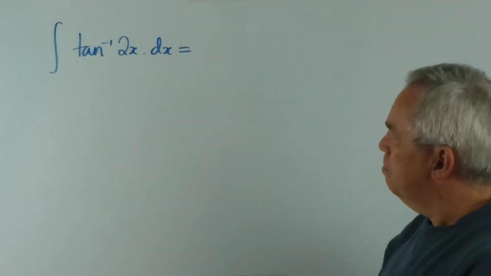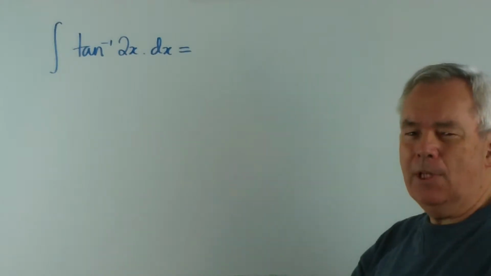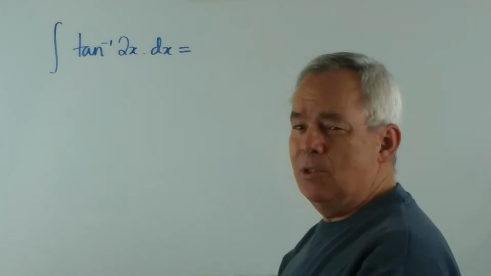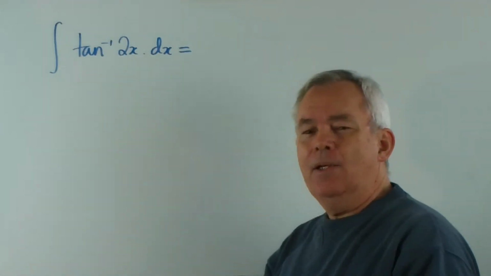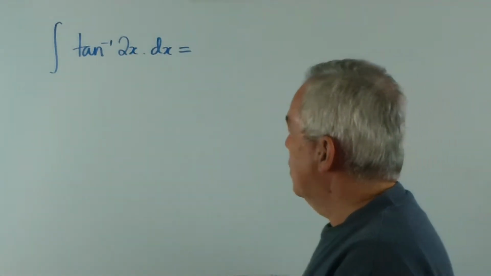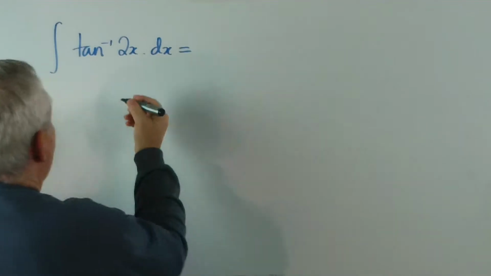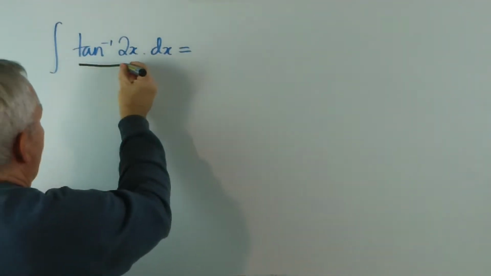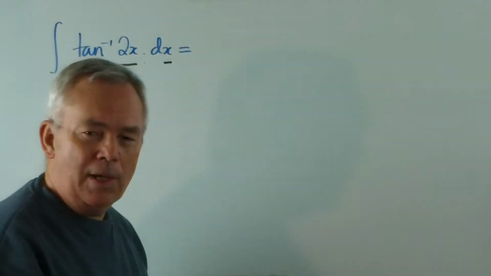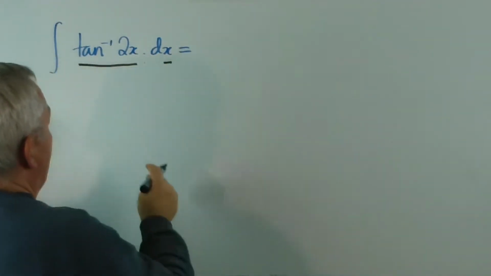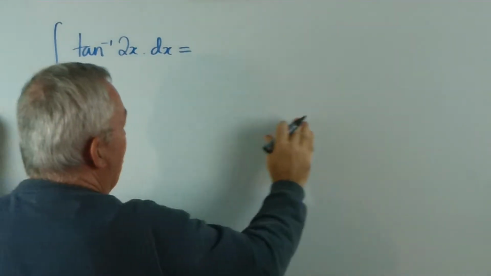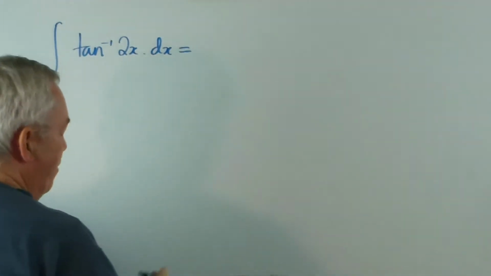Integrating inverse tangent functions by themselves is not terribly easy, but we certainly know how to differentiate inverse tangent functions, and therein lies the solution. Because we can treat this as a function multiplied by the derivative of another function and therefore integrate by parts. And that means that although we might be integrating the inverse tangent here, we're going to be differentiating it over here. Let's have a look.